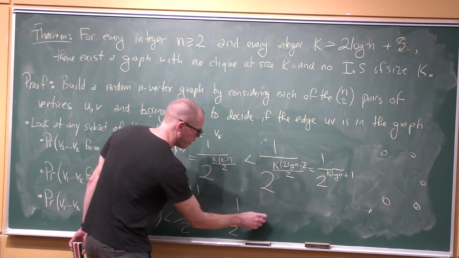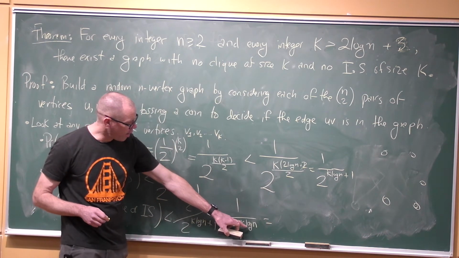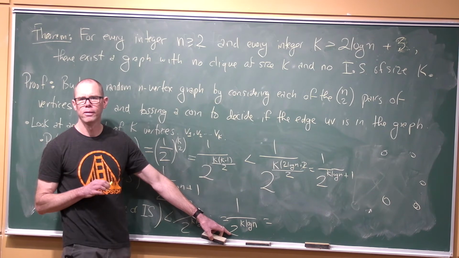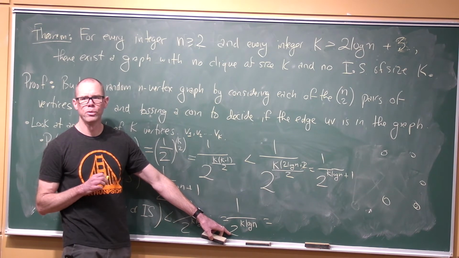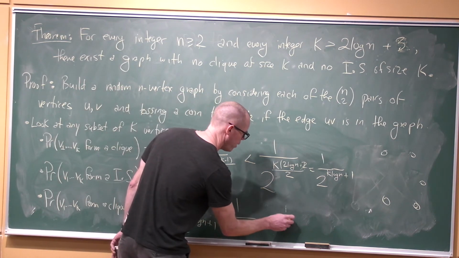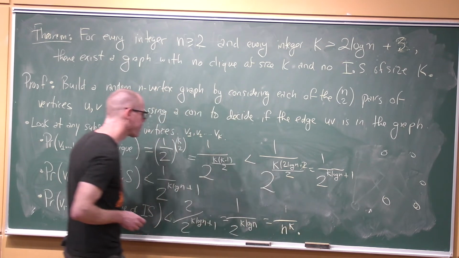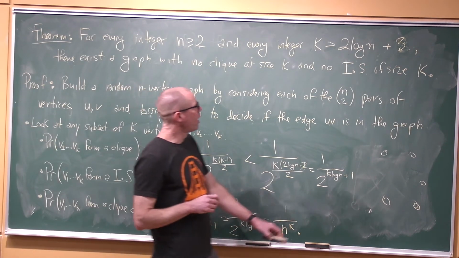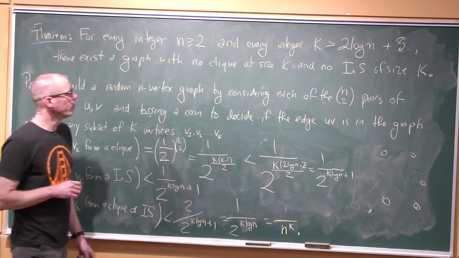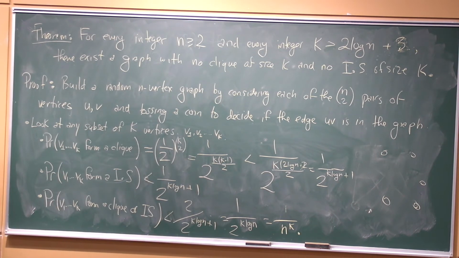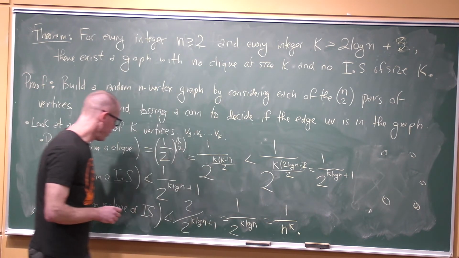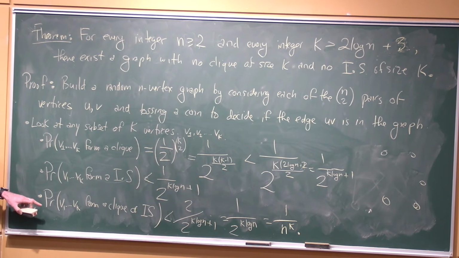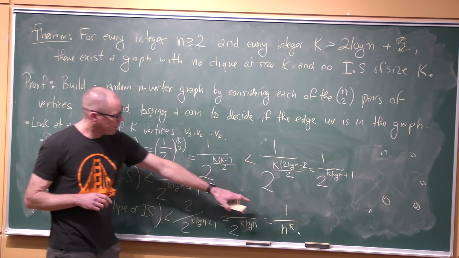And let me just write this a little bit more neatly. 2 to the log n is what? 2 to the log base 2 of n is n. So this is actually 1 over n to the k. So to make the calculations a little bit easier, we'll weaken it a little bit and just say k bigger than 2 log n plus 3. Then you get this thing. Everything simplifies down nicely. We get probability of this is strictly less than 1 over n to the k.